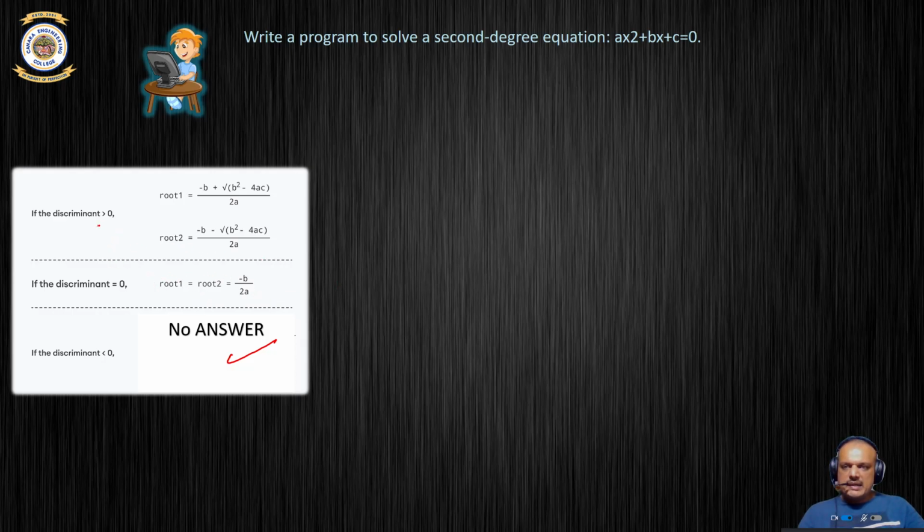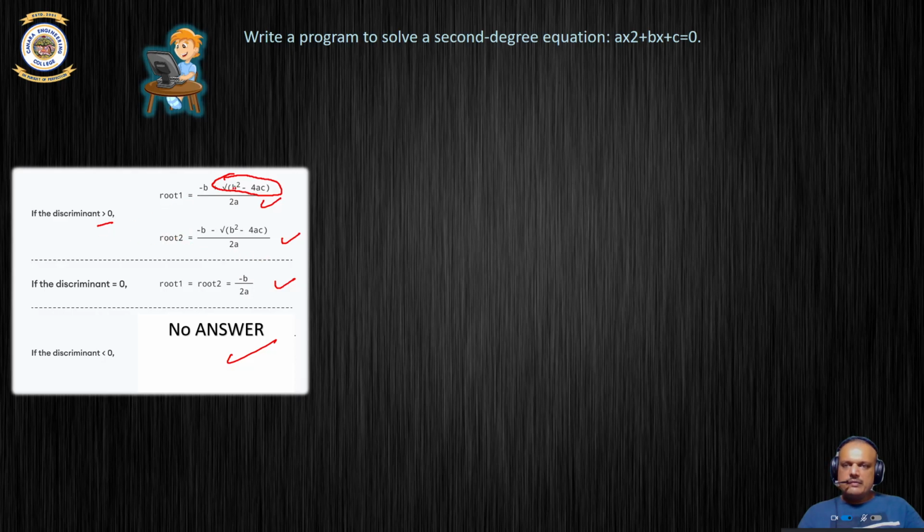If the discriminant is greater than 0, then you have two roots. If the discriminant is 0, then you have this equation. So depending on the value of the discriminant part, what is the discriminant part? It is just the square root of b square minus 4ac. So this is the discriminant.